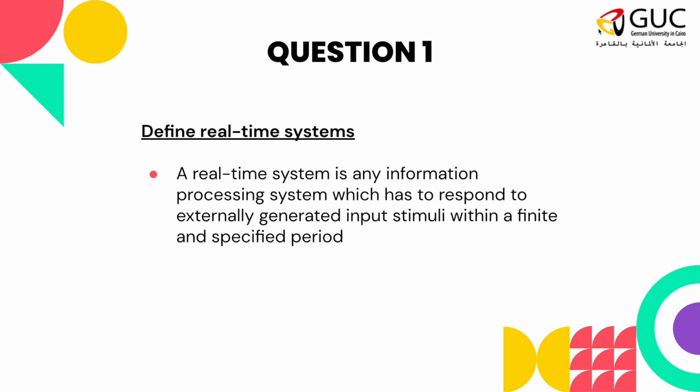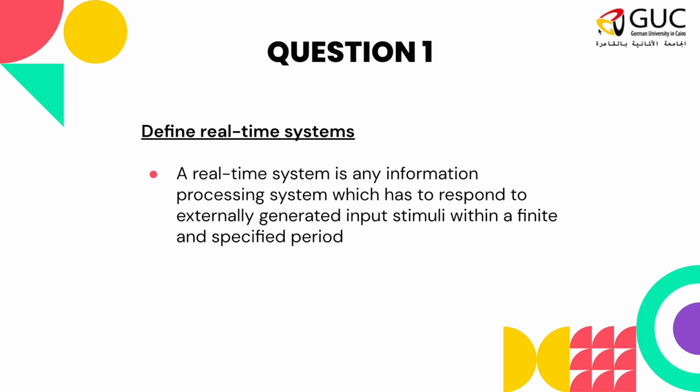A real-time system is any information processing system which has to respond to externally generated input stimuli within a finite and specified period. So actually, a real-time system is any information processing system. And information processing systems are like our PCs, like our computers. They process information, they process data, which has to respond to externally generated input stimuli. So actually, a real-time system must provide a response to a certain input.